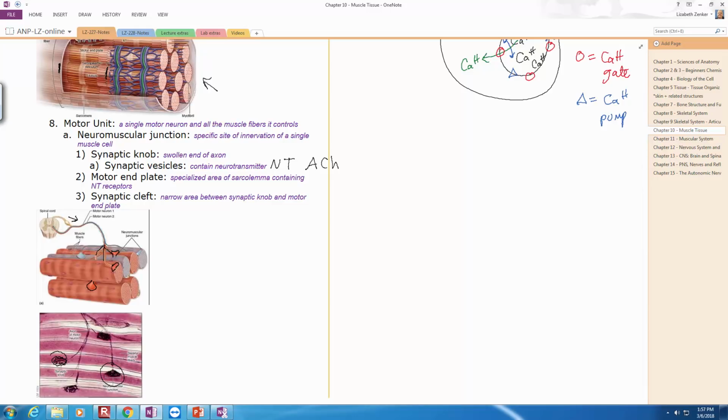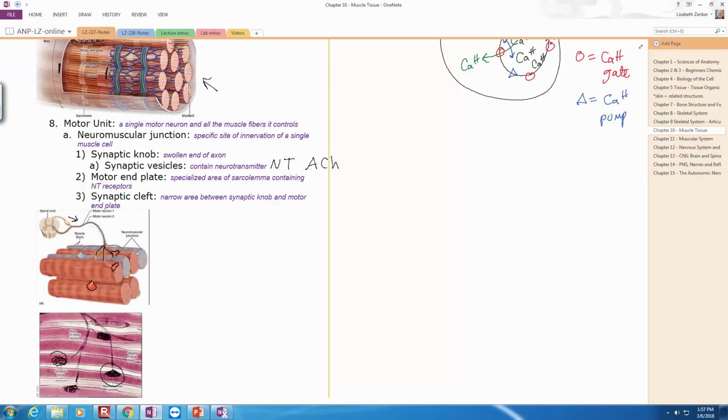ACH, or acetylcholine, okay? The synaptic cleft, this is that space between the synaptic knob of the end of the neuron and the muscle cell, that space in between. This is the narrow area between the synaptic knob and the motor end plate, I should say. That's the motor end plate is the specialized area on the sarcolemma. Who has the sarcolemma? The muscle cell.